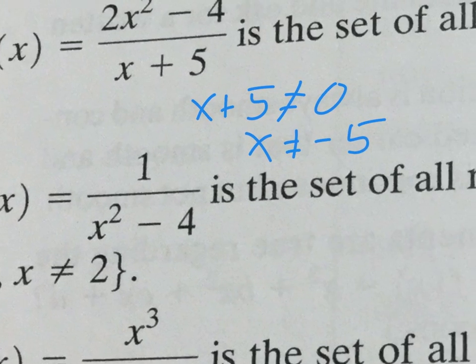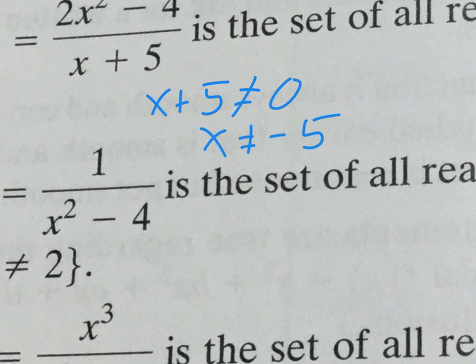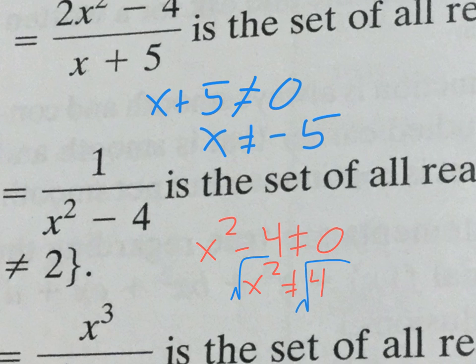Okay, the next one, x squared minus 4 is in the denominator. So I would say that cannot be equal to 0. Move the 4 over. That says x squared cannot be 4. We take a square root. X cannot be plus or minus 2. Very good. Remember, when we choose to take a square root, we must always take into account the plus or the minus possibility. All right?